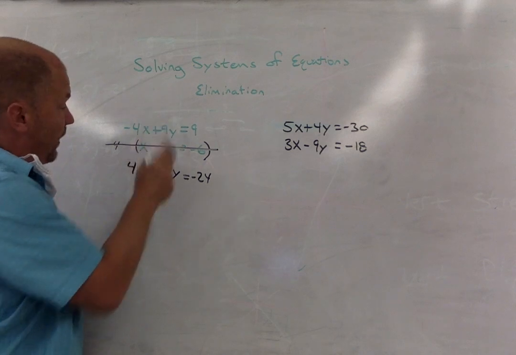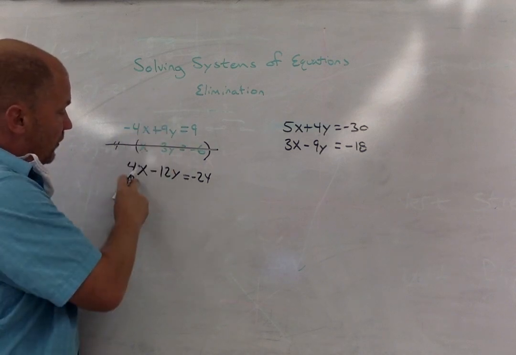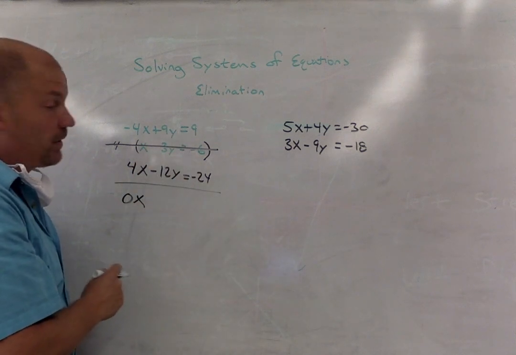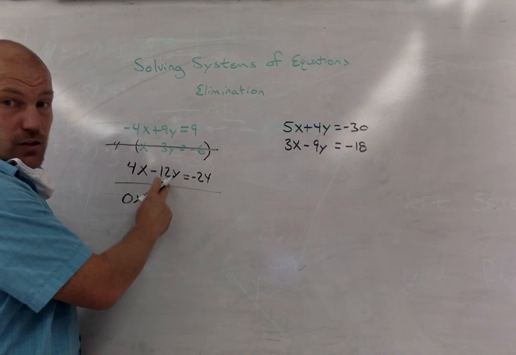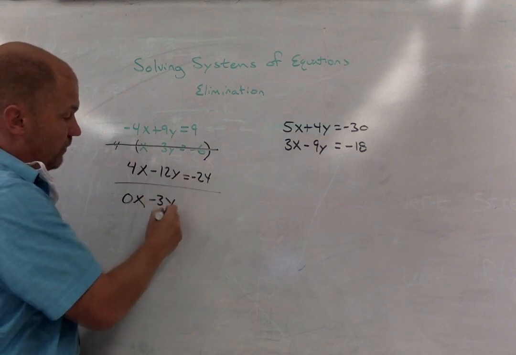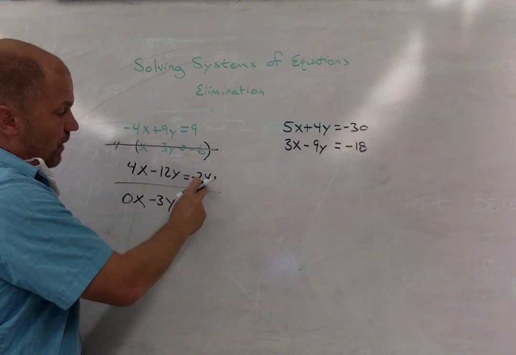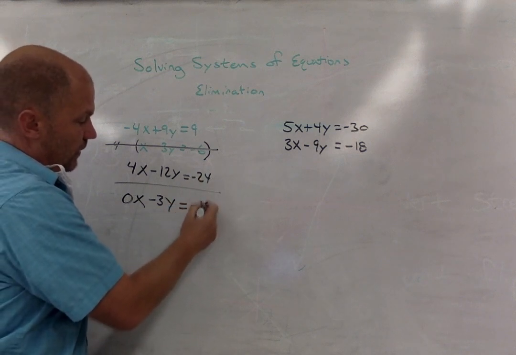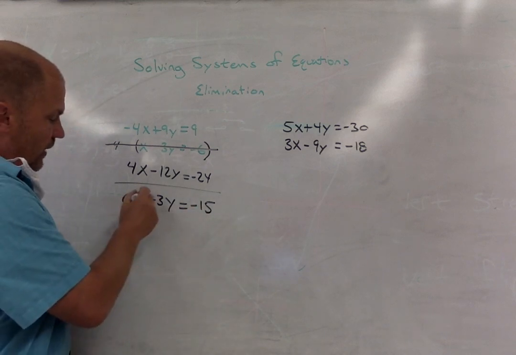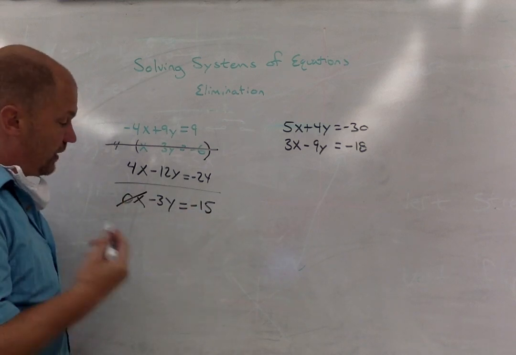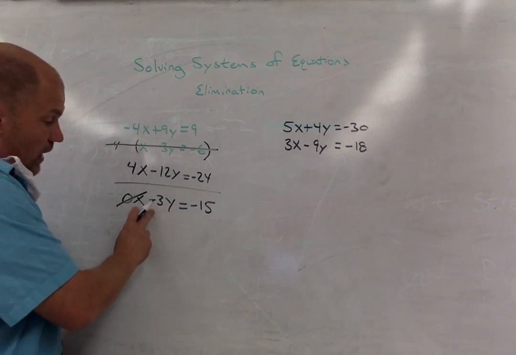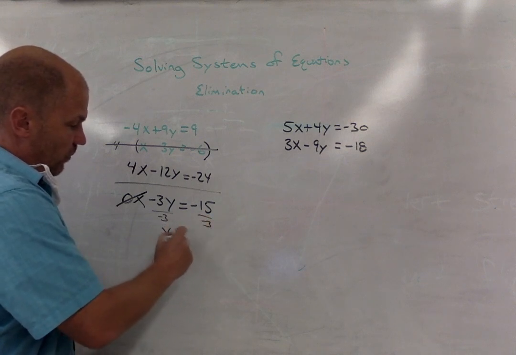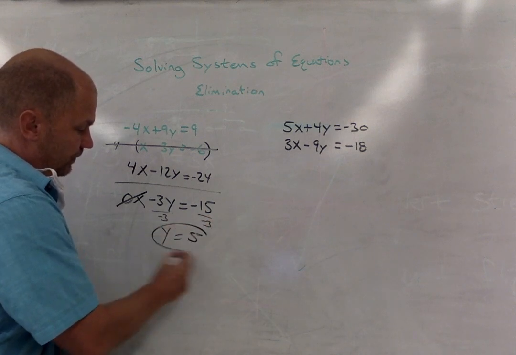Now I can look at this top equation and this bottom equation and go, if I add them together, negative 4x plus 4x, well, that's 0x. I don't really even need to write it down. 9y minus 12y is minus 3y. 9 minus 24 is negative 15. So this 0x, we can ignore that because anything times 0 is 0. And then I just need to divide both sides by negative 3, and I end up with y equals 5.